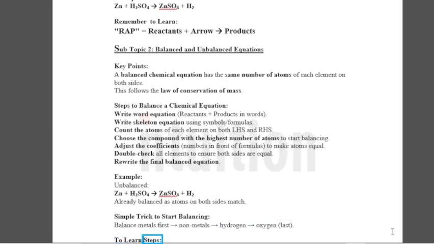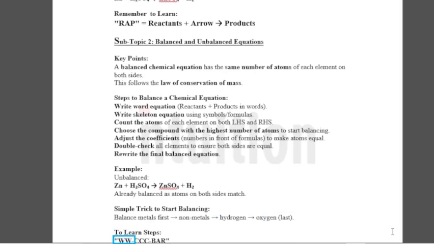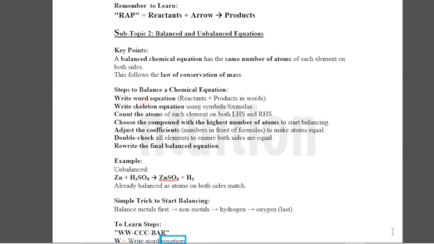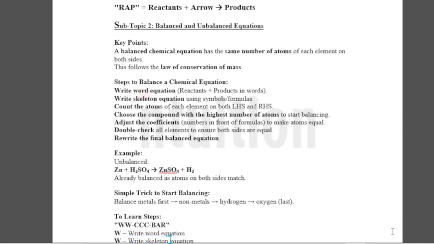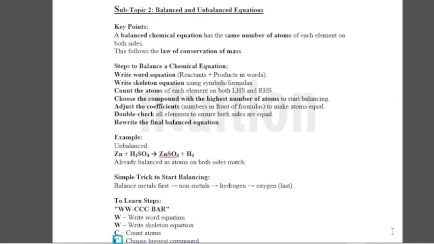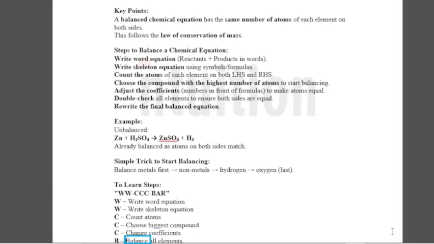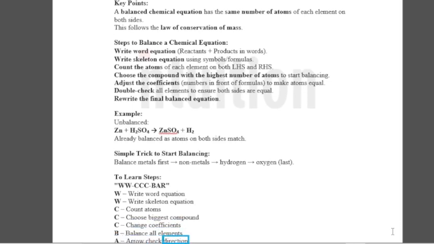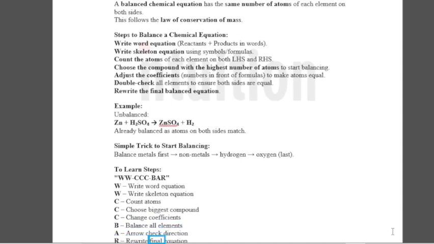To learn the steps, remember WWCCCBAR: W, write the word equation; W, write the skeleton equation; C, count atoms; C, choose the biggest compound; C, change coefficients; B, balance all elements; A, arrow, check direction; R, rewrite the final equation.